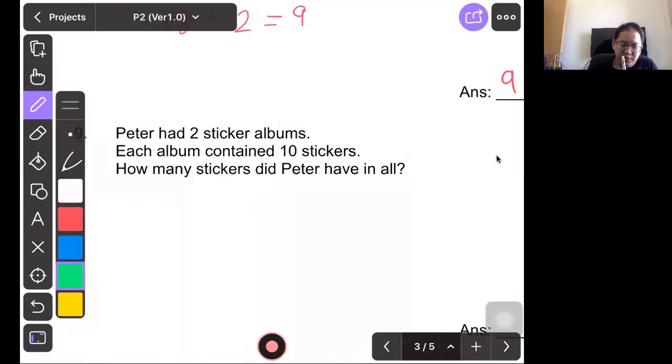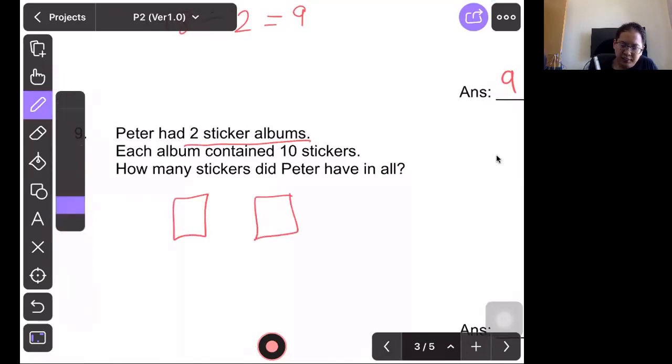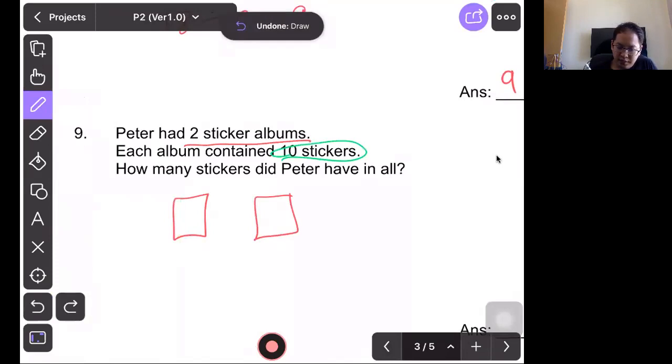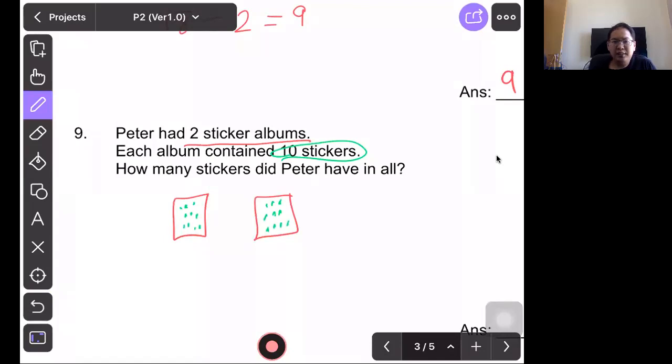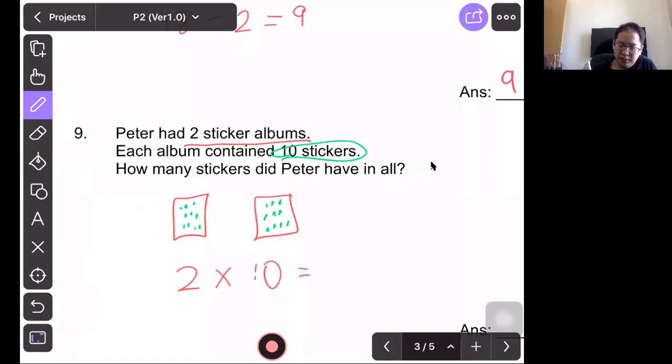Okay, Mr. Tan will draw the picture. So I start with 2 sticker albums. So this is my 1 album, 2 albums. And inside there are 10 stickers. 1, 2, 3, 4, 5, 6, 7, 8, 9, 10. So how many stickers? 2 groups of 10. So it is 2 times 10. And there are 20 stickers. So Peter had 20 stickers altogether.